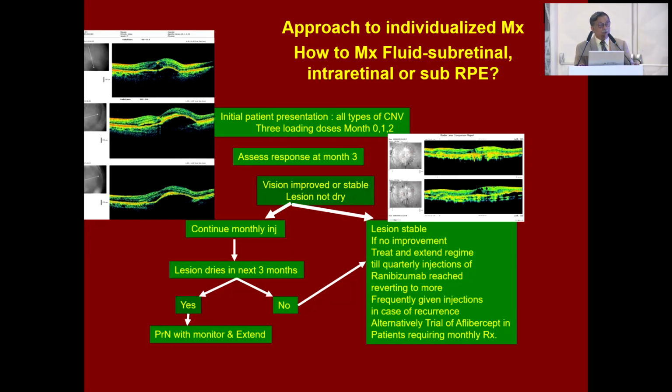They still have some fluid, but it's stable. Now you continue the monthly injection for the next 3 months. If it dries, follow the algorithm which I just told you previously. If it doesn't dry, this is the stage to now convert to a treat and extend regime, increase the duration between the injections and see whether at 6 weeks the fluid remains stable, then at 8 weeks, then 10 weeks, then 12 weeks. Whatever level it remains stable, you stay there. If recurrence occurs or increase in fluid occurs, you decrease the duration between the injections.